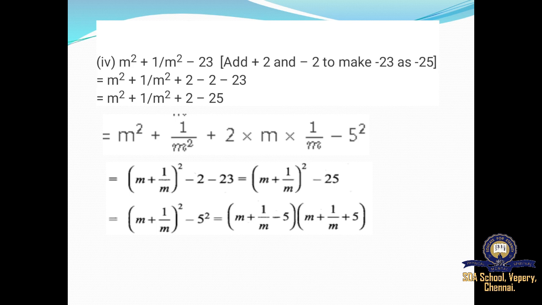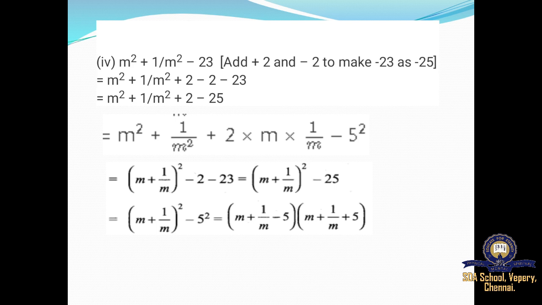Now from the first 3 terms, what do I get? I can rewrite this in the form of an identity. Which identity do you remember? A plus b, the whole square identity. Got it, students? I can do it in that. So if I apply that identity, I'll get m plus 1 by m the whole square. Got it?